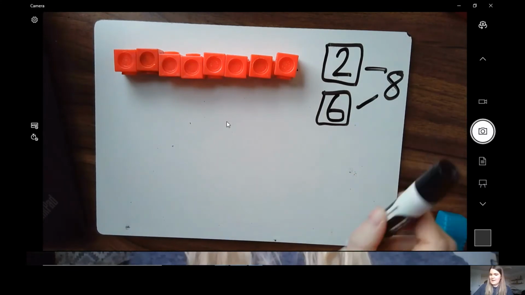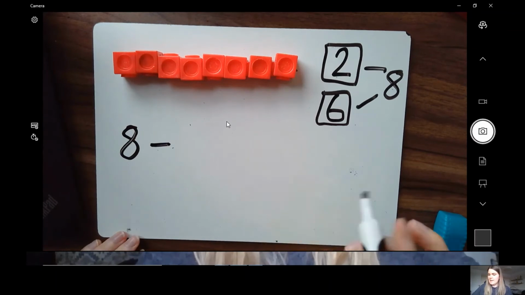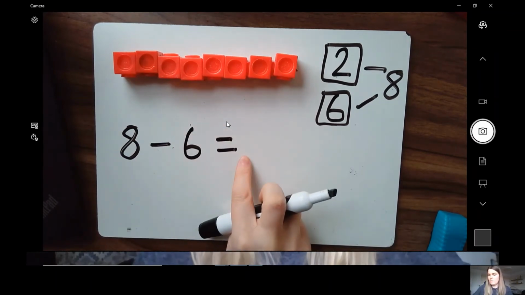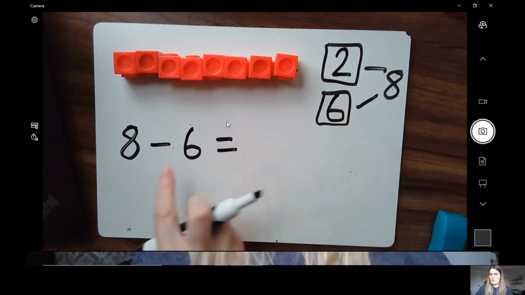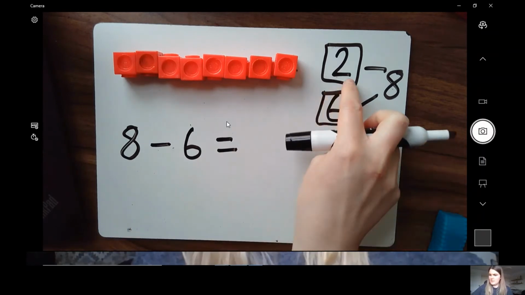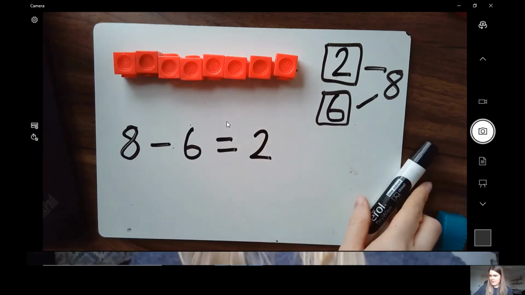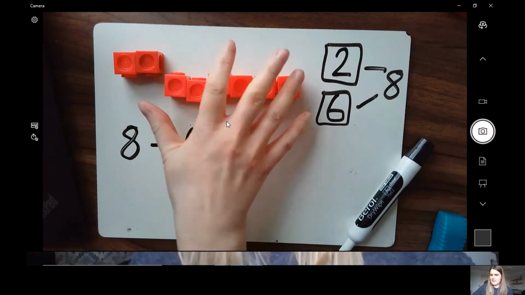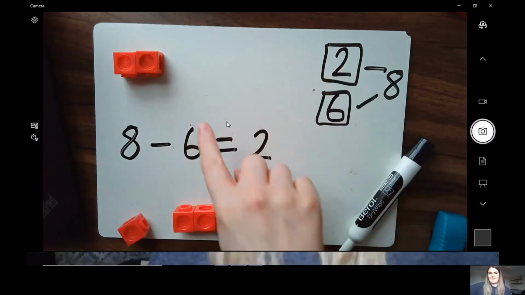I can make a sum using these cubes. If I want to take away 6 from 8, I should be able to work out what it is using my number bond knowledge. So I've got 8 cubes. If I was to take away 6, my answer should be the missing part here, which is 2. So let's have a go. If I take away 6, 1, 2, 3, 4, 5, 6, my answer should be 2.